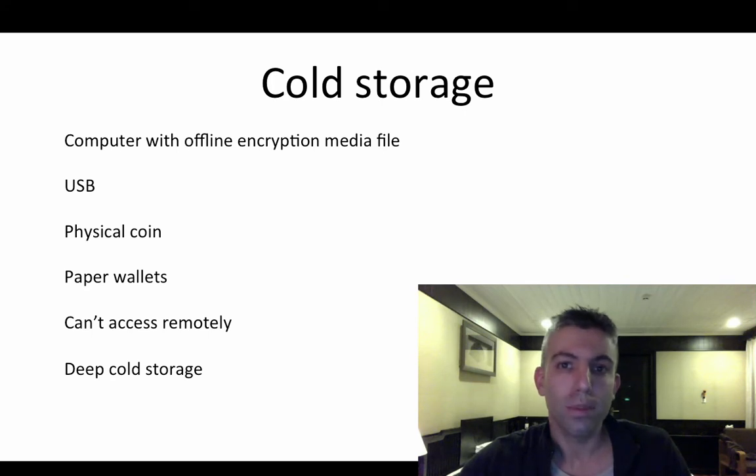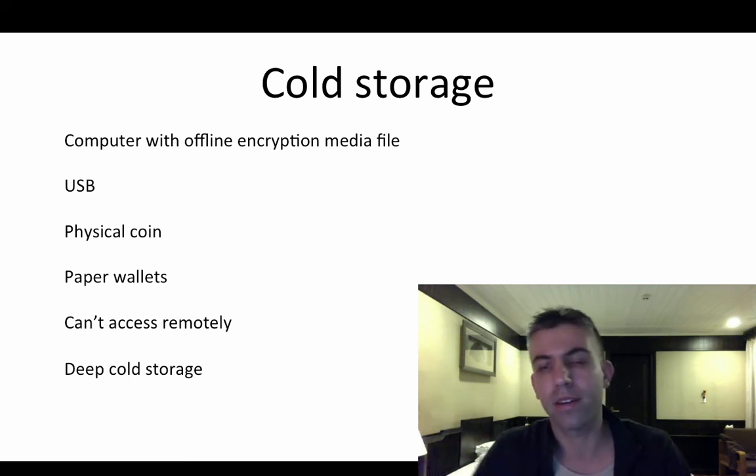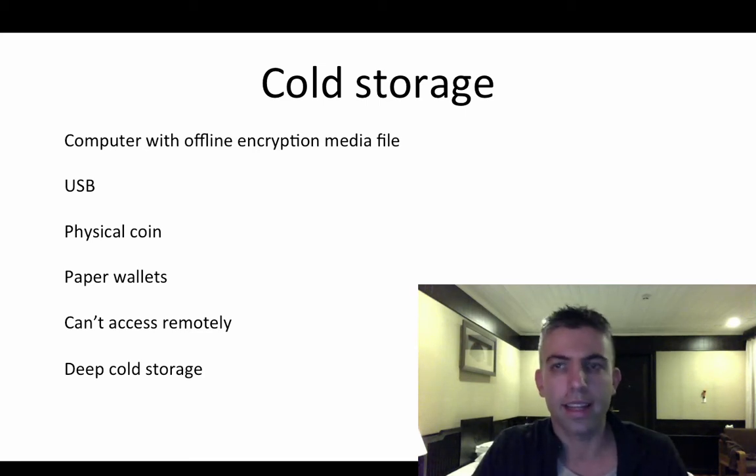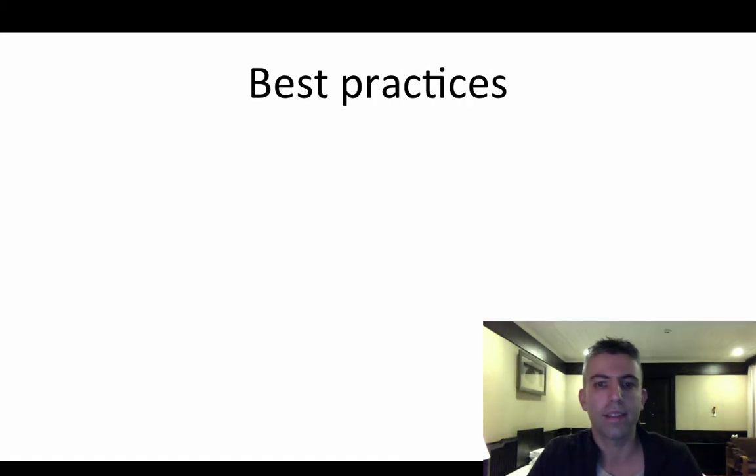There's also something that's called deep cold storage. It's basically taking the cold storage, for example, let's take the paper wallet, and putting that inside a safe, meaning another form of security. That will be called deep cold storage. The pros of cold storage, of course, it's really hard to hack, and you have to access the actual physical item where the Bitcoins are stored in order to hack it.